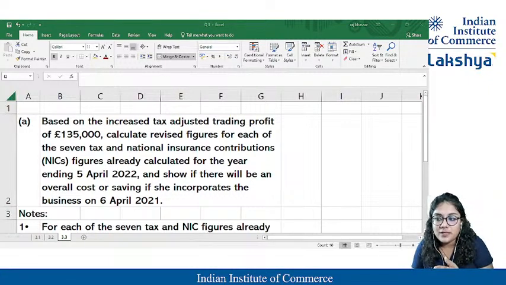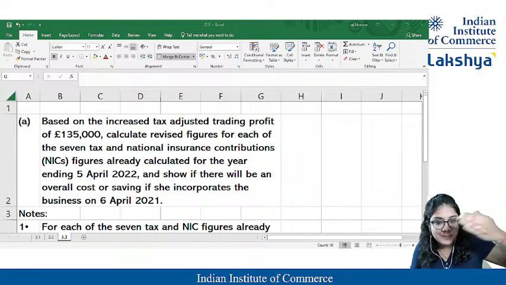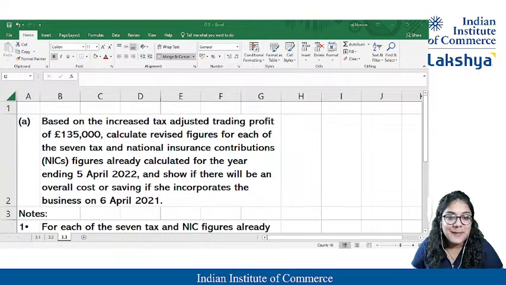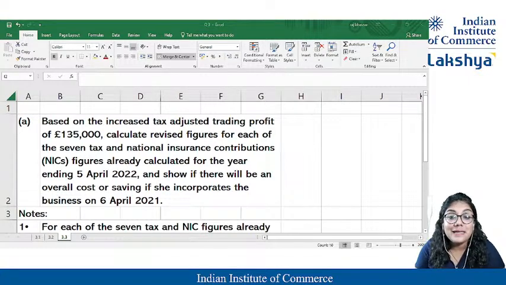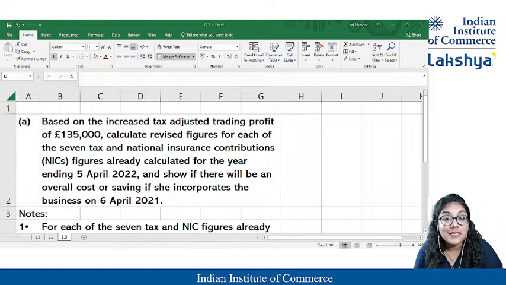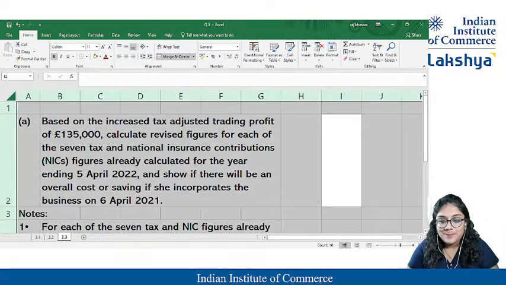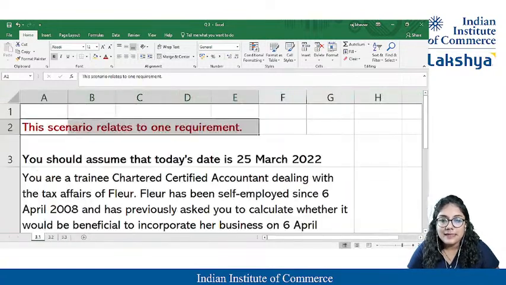But what I end up doing is I start reading the exhibit, then I come to the question, and I don't know what they have actually asked. So we can do it this way also: read what they have asked, and then go ahead and read the question and analyze it accordingly. Okay, let us go and read the first question now.